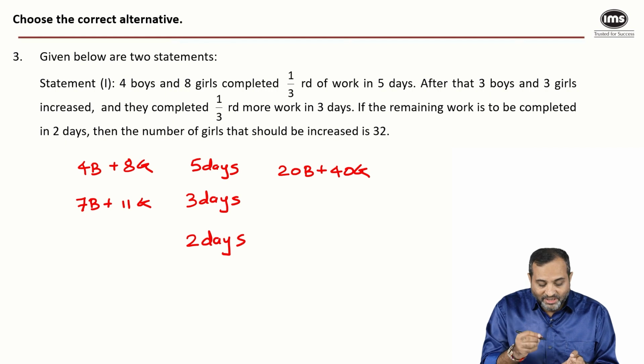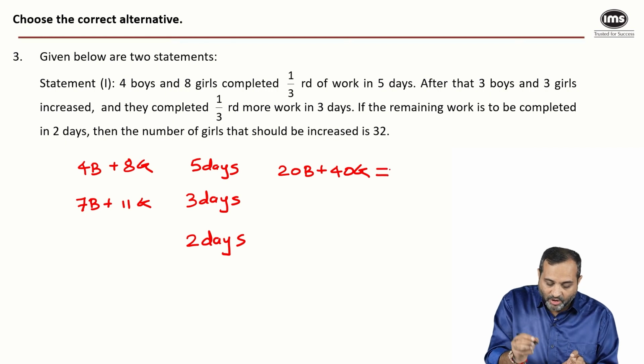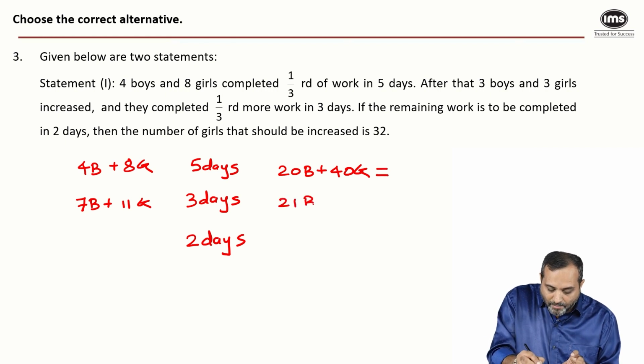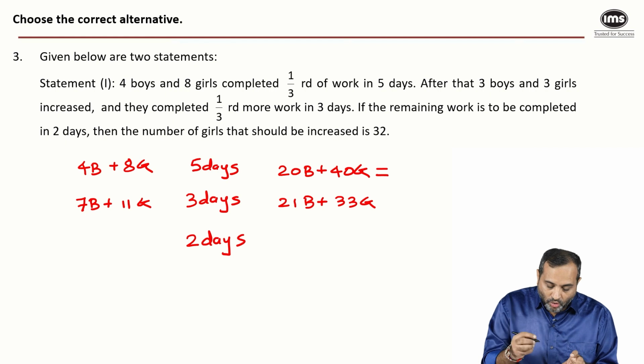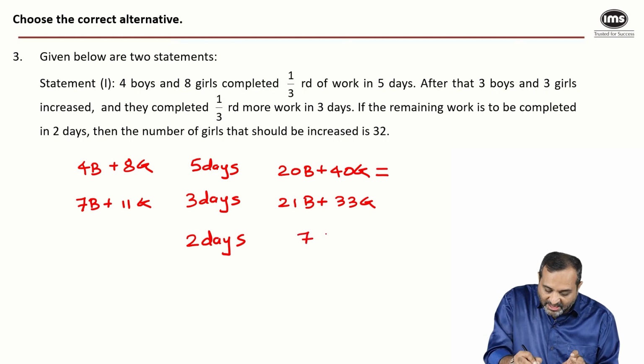Similarly, 7 boys and 11 girls do the job in 3 days. If I want to do it in 1 day, how many boys and how many girls are required? Can I say 21 boys and 33 girls are required? Can I equate the two? So now, can I say I will get 7 girls is equal to 1 boy?